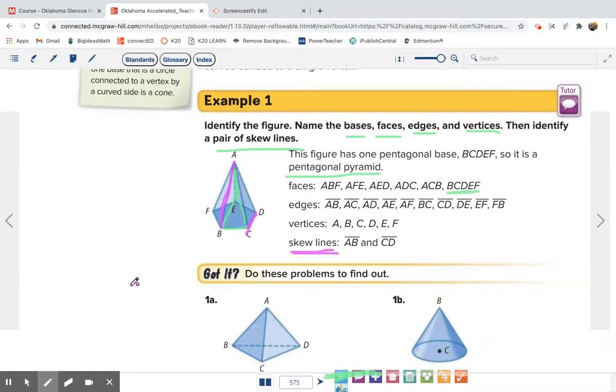So what we're going to do, I know this is a little confusing, but you're going to try 1A and 1B. You're going to do this. Identify the figure. You should be able to do that. Then name the bases, faces, edges, and vertices. Then identify a pair of skew lines, if you can. Okay. 1A, you should be able to do all of that. 1B may not have all of those things. So try that. You can pause the video, and then I will go over it with you.